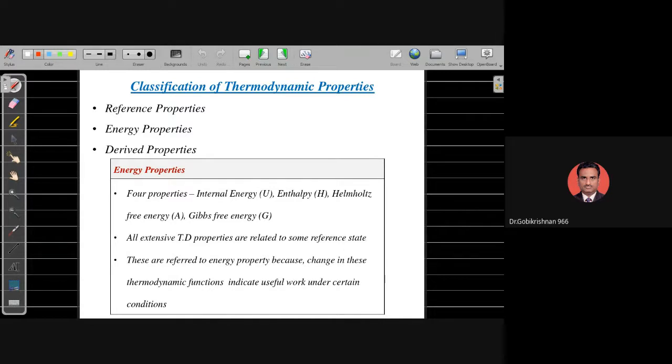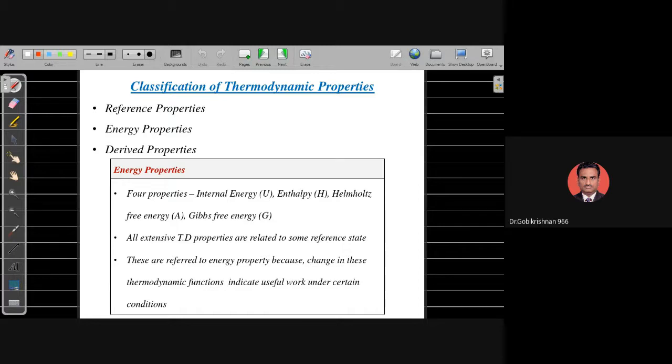The next comes the Helmholtz free energy and the Gibbs free energy. Helmholtz free energy is the maximum work that can be performed by a system. It is called the Helmholtz free energy, otherwise called the work function.